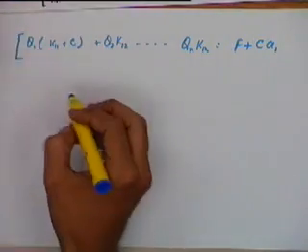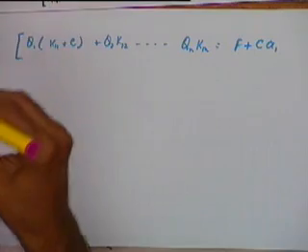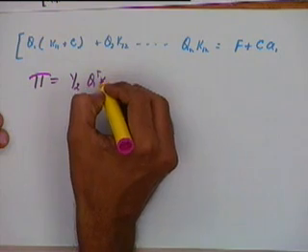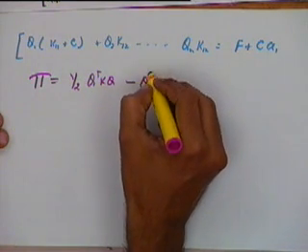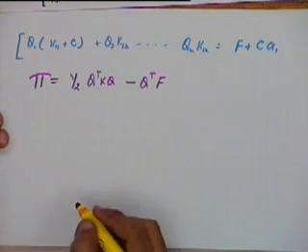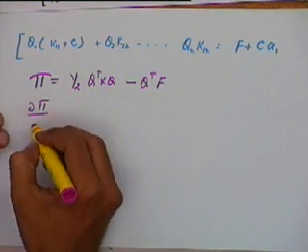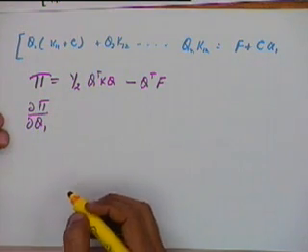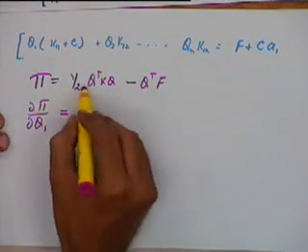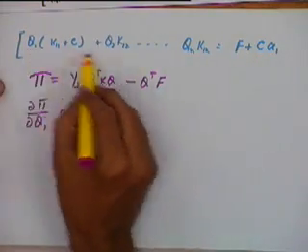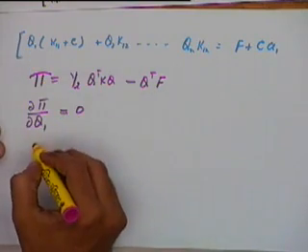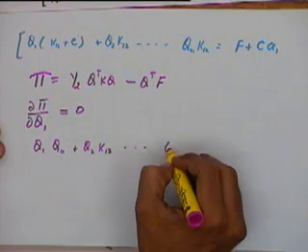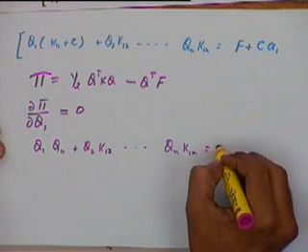In contrast to this, if you just look at the potential energy expression that we had earlier, half of Q transpose KQ minus Q transpose F, and I differentiate this with respect to Q1, the first equation that I will get would be Q1 K11 plus Q2 K12 up to Qn K1n will be equal to F.